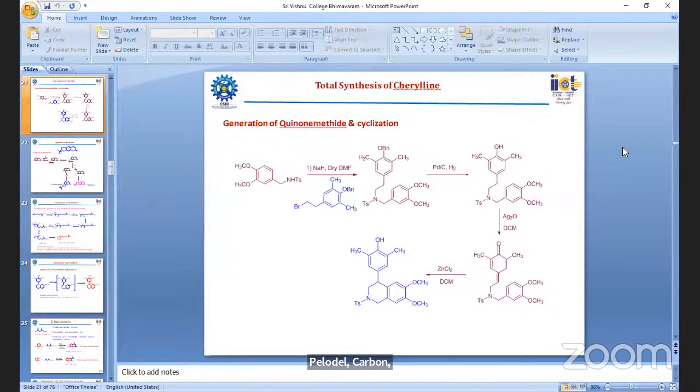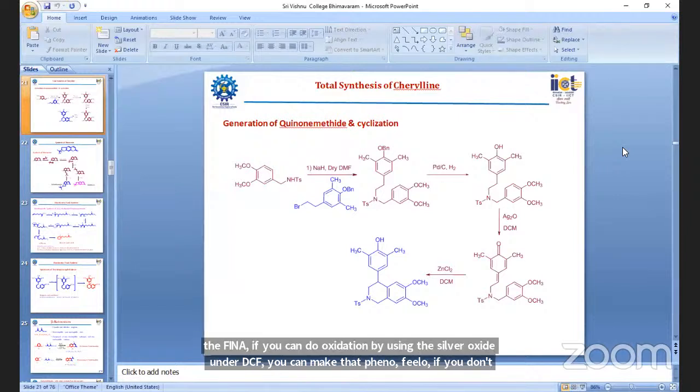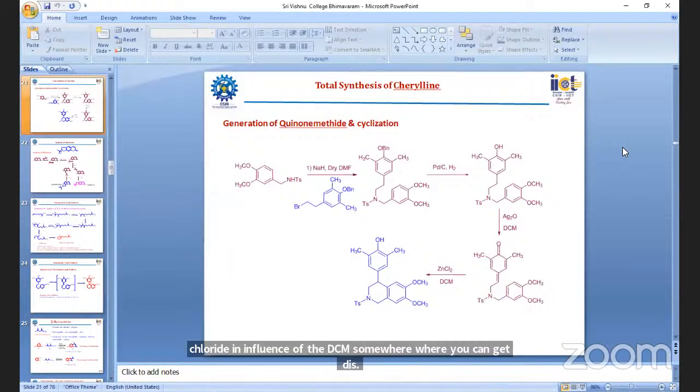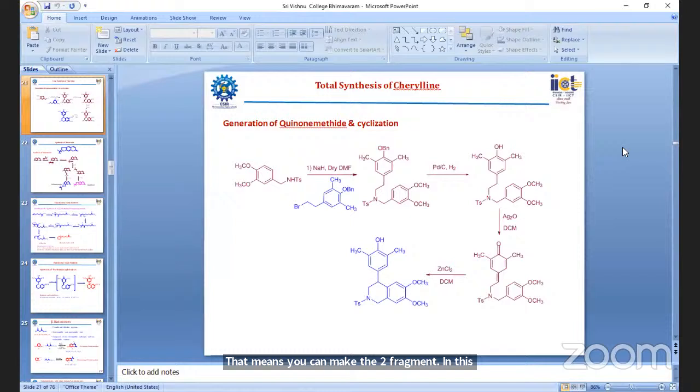Then after getting the phenol, if you can do oxidation by using the silver oxide and DCM, you can make the phenol method. This is called the phenol method, having a double bond O, having an olefin here. Then intramolecular cyclization with zinc chloride in presence of the DCM solvent, where you can get the cyclization. That means you can make the 2 fragments in this particular total synthesis.